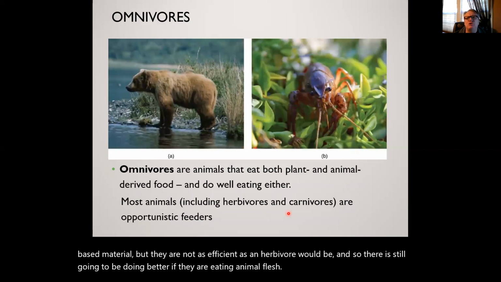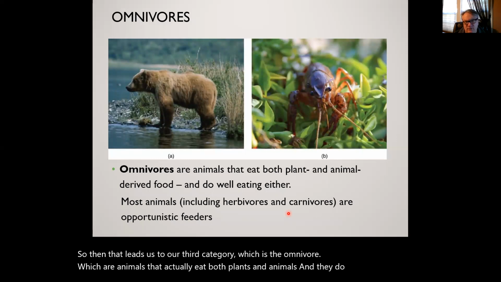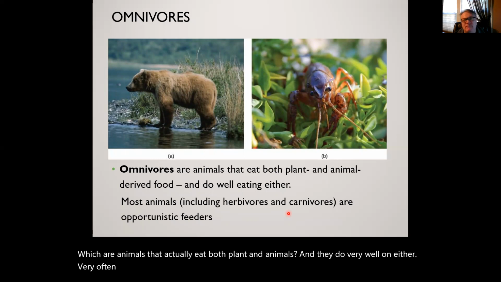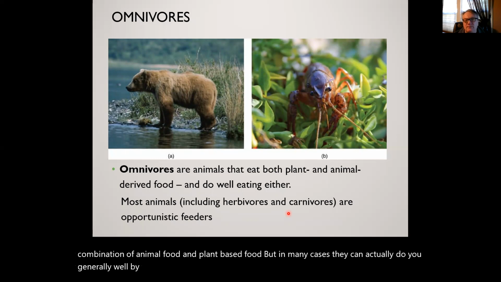So then that leads us to our third category, which is the omnivore, which are animals that actually eat both plant and animals, and they do very well on either. Very often, they generally need a combination of things. So they should have a combination of animal food and plant-based food. But in many cases, they can actually do generally well by being generally one or the other.